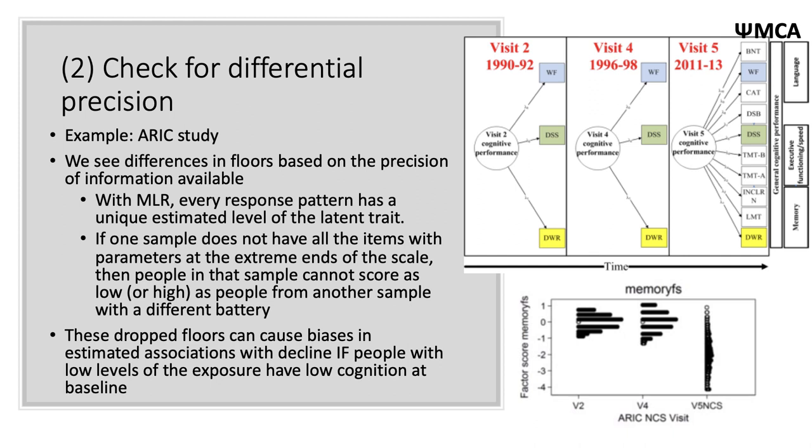I want to make this point. More broadly speaking, if one sample does not have all the items with parameters at extreme ends of the scale, either parameters with very large thresholds or very low thresholds, then people in that sample cannot score as low or as high as people from another sample for whom a different battery was administered. So this is also a problem when you have many fewer items whose thresholds lie within a given range that are not at the extremes, but you don't necessarily notice it. But this comes through with less precision of your resulting score.